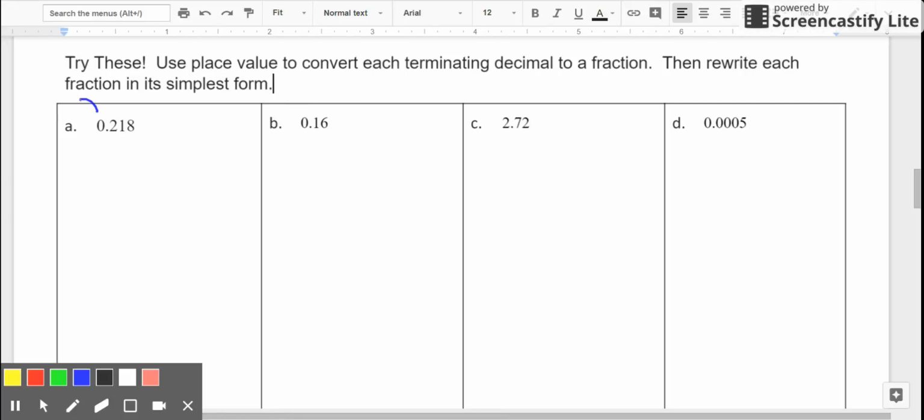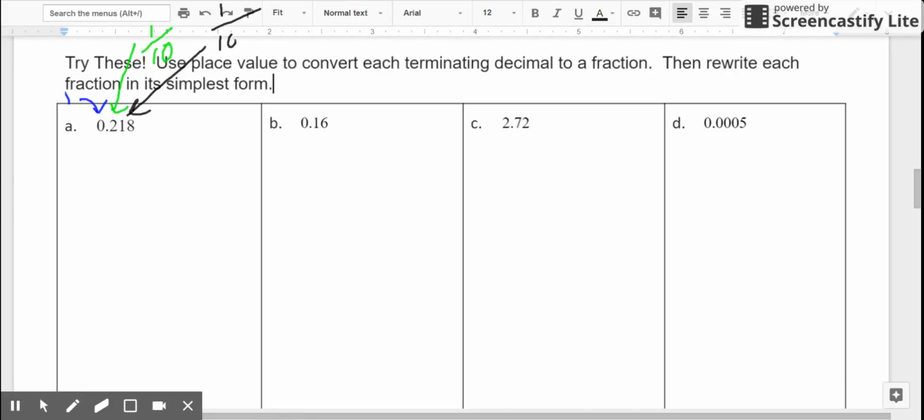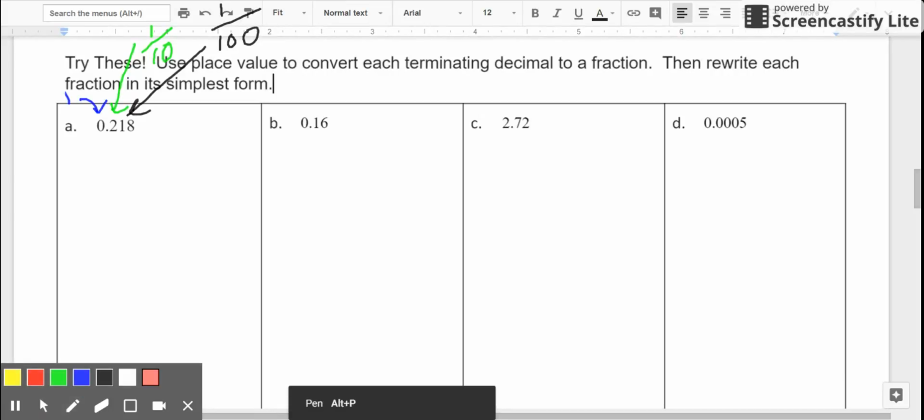So I know that 0 is in the 1 column. 2 is in the tenths column, so I can think of it as 1/10. So that's 2/10. 1 is in the hundredths column. And 8 is in the thousandths column.